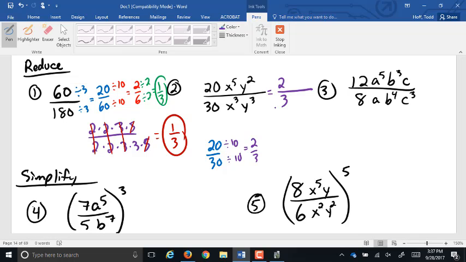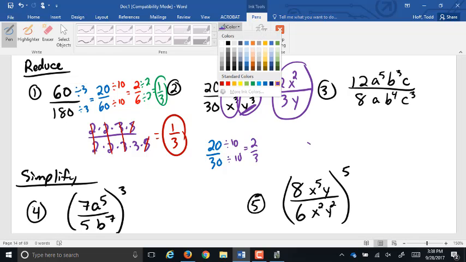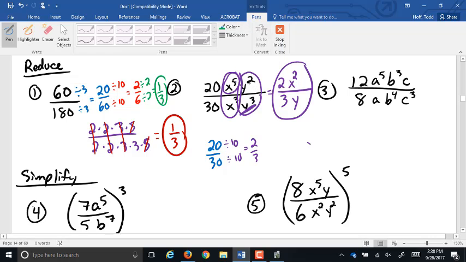For x, where does it go? It'll be on top, because the larger power is x to the 5th, and that's on top. So x goes on top. What power is it going to have in my answer? 5 minus 3 is 2, so x to the 2nd. Where is y going to be in the result? On bottom, because y to the 3rd is larger. 3 is bigger than 2. What's its power going to be? 3 minus 2 is 1, so y to the 1 or just y. Any questions on that one?